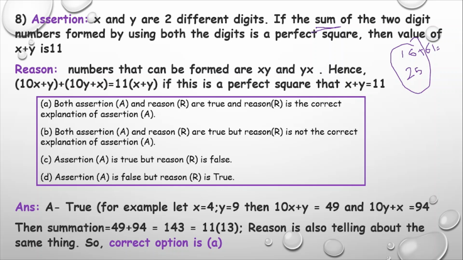So when you add it, what happened? 61 plus 16 is 77. 77 is nothing but a multiple of 11, 11 times 7, right? So this is a common property. When you expand this, what will you get? 10x plus x is 11x, y plus 10y is 11y. If you take 11 common, you will get x plus y in the bracket. So it is satisfied for any two-digit number which is a square number. Okay, so the assertion is true. The reason is also true, and the reason is explaining the assertion perfectly. So we go for option A.